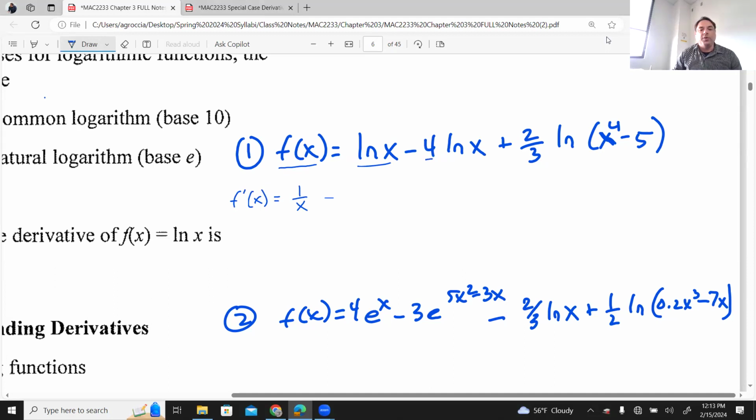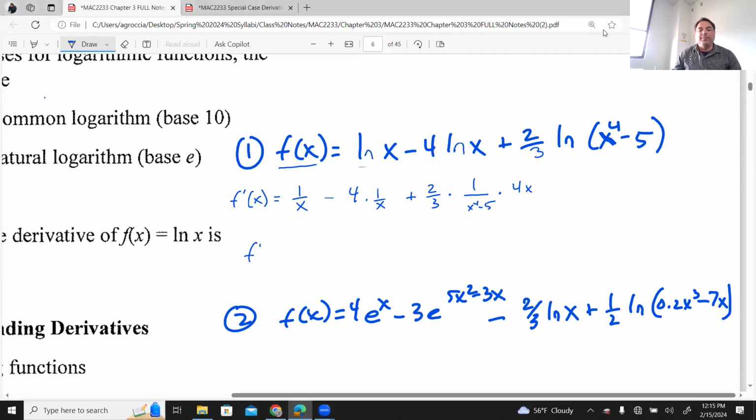For the second one, the 4 stays in front. And then the derivative of ln of x is 1 over x. We'll simplify that in a minute, but it's 4 times 1 over x. Then the third one, the 2/3 stays in front. And then I have ln of x to the 4th minus 5. So that's going to be 1 over x to the 4th minus 5 times the derivative of that, which would be 4x to the 3rd. Because the derivative of -5 is 0. So let's first make sure that we got that correct. Then make sure you simplify correctly.